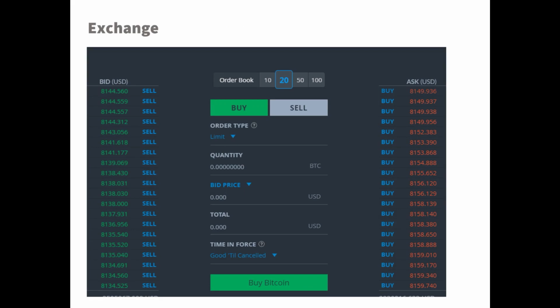Okay, this is an interface for an exchange. You can see it's almost like a stock trading interface where you can bid. You can do a limit buy, you can do a market buy. So you need to learn how to trade if you're ever going to use an exchange interface.